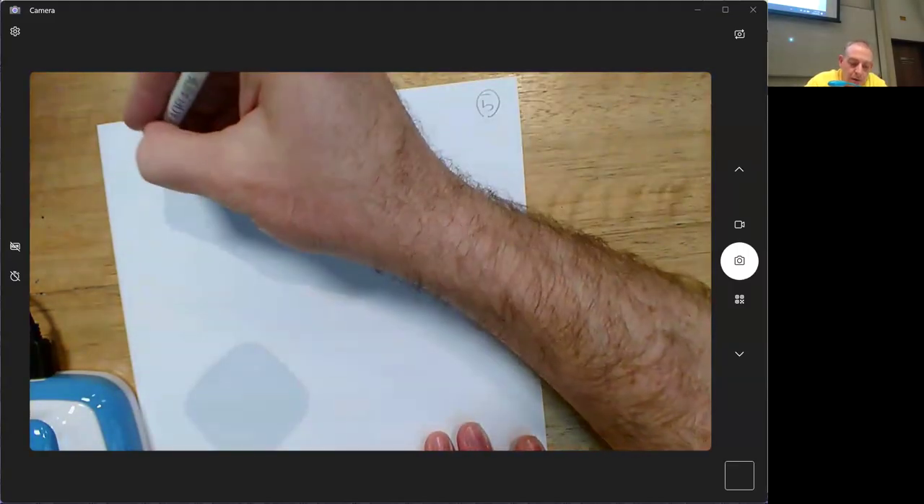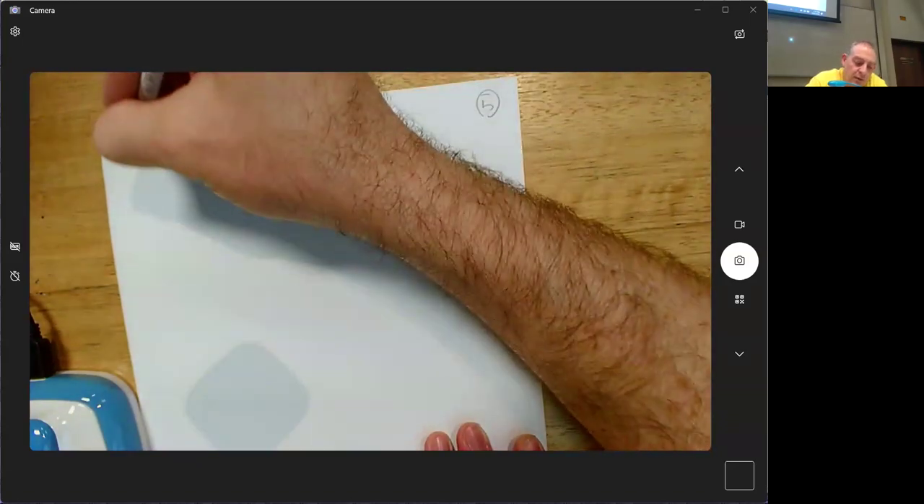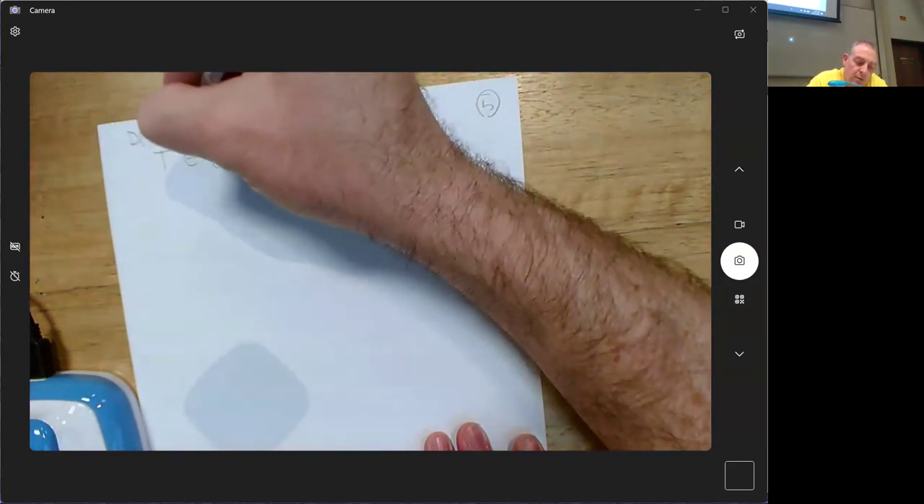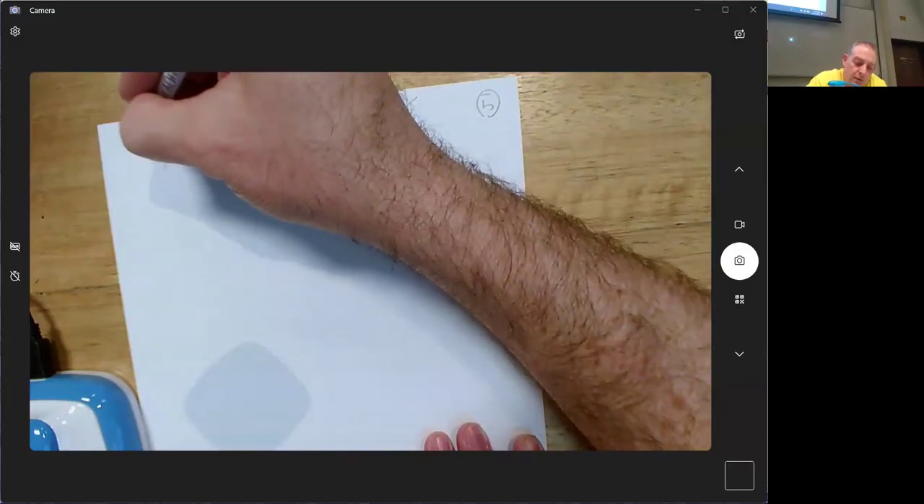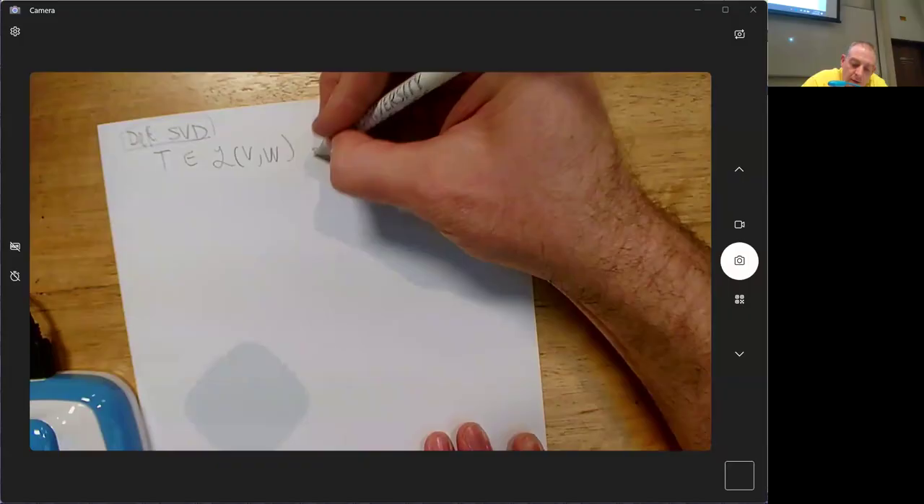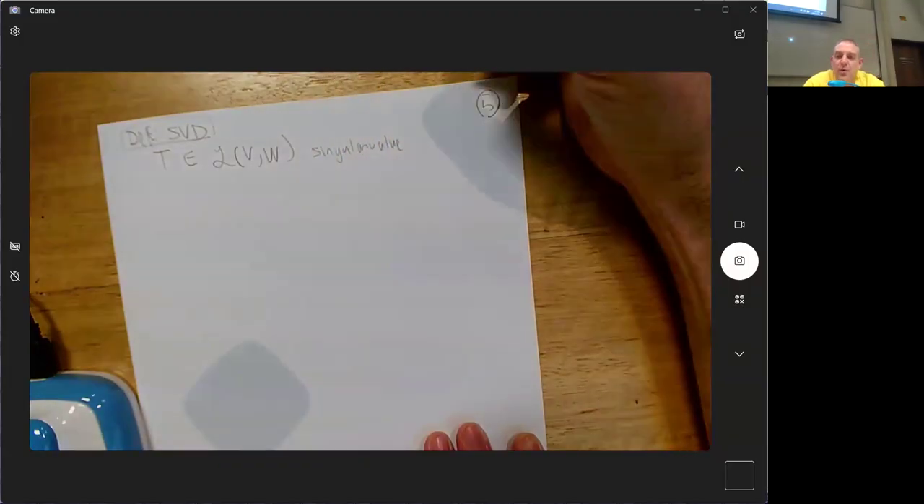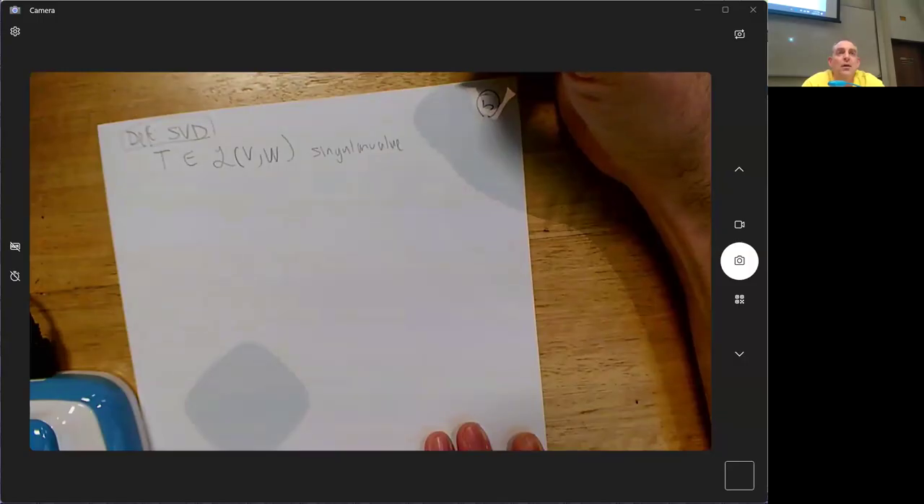So T is in LVW. This is the definition of singular value decomposition, by the way. And the singular values... Why does it keep saying positive singular values? Because doesn't it only have positive singular values, because they're the square roots of the eigenvalues that aren't 0?